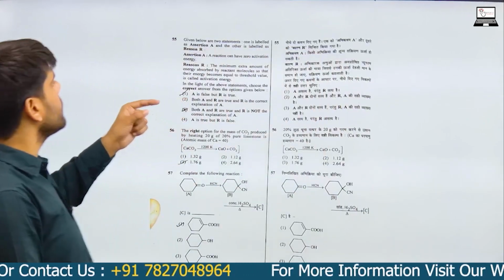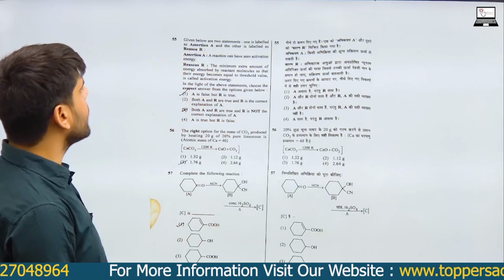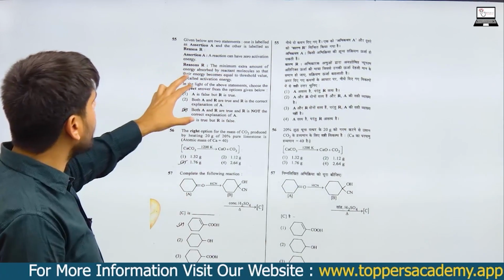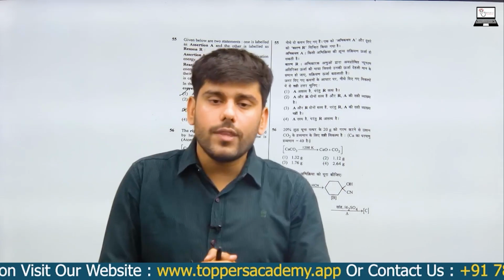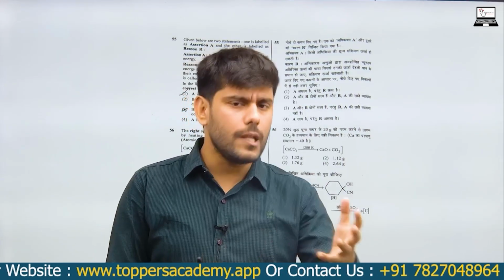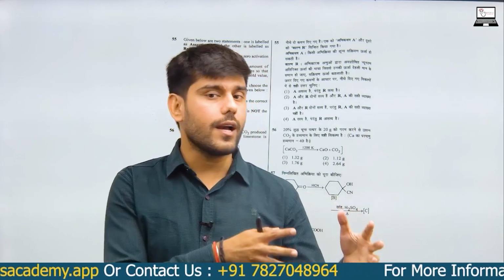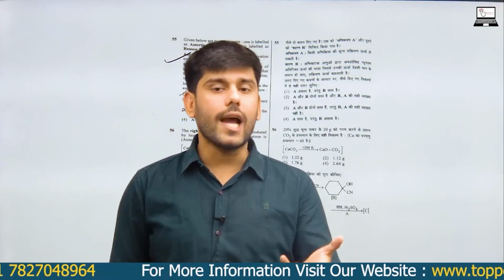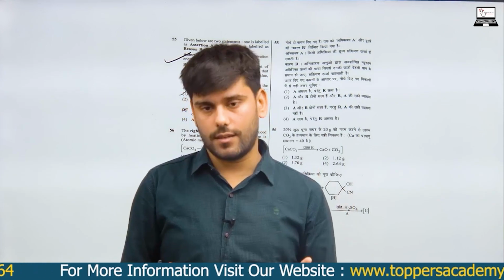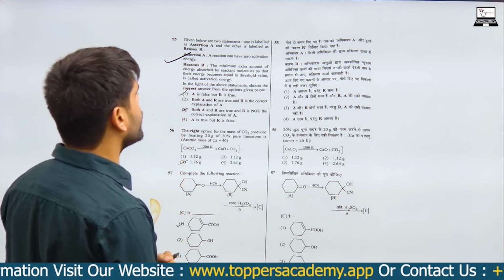the next question is, given below are two statements. One is labeled as assertion and the other is labeled as reason. So the assertion says a reaction can have zero activation energy. Now we know that activation energy is mostly positive, but it can be zero as well as negative. In superconducting materials, it can be negative also. So yes, this is absolutely correct. When one of the reactants is a radical, or both the reactants are radicals, then yes, we can have zero activation energy.